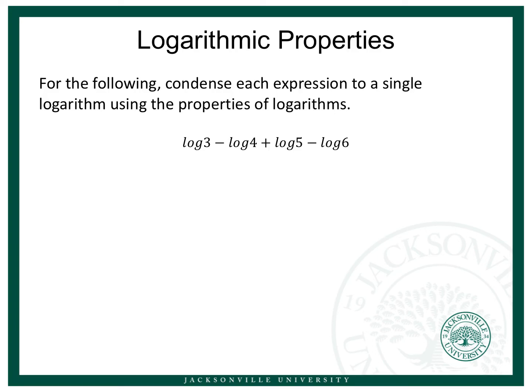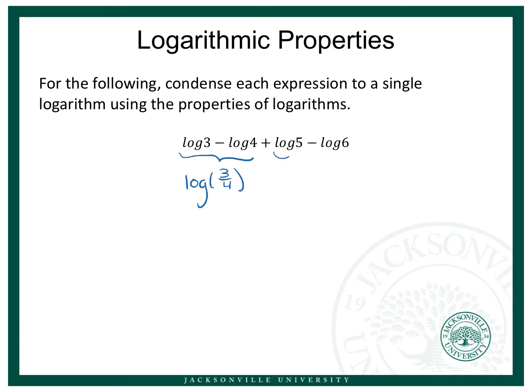So in these next couple of examples, we're going to do the opposite of what we were doing in the previous example. So instead of expanding the expressions, we're going to condense them using the properties that we learned. So starting with the first two terms here, I see subtraction. So I'm going to use the quotient rule. So that gives me the log of 3 over 4.